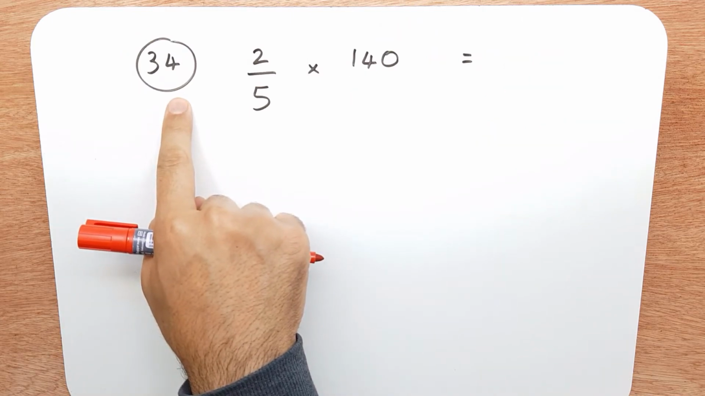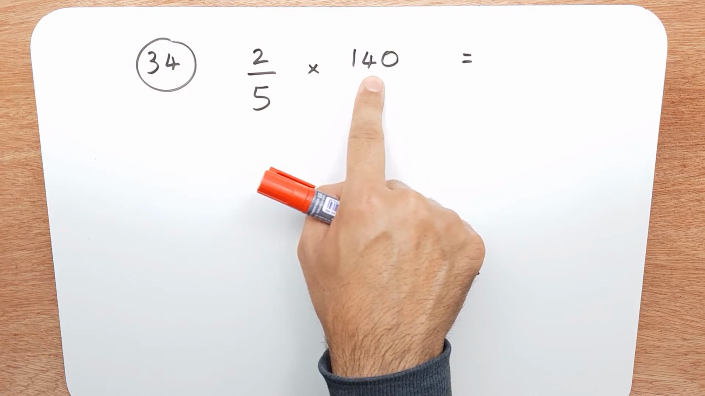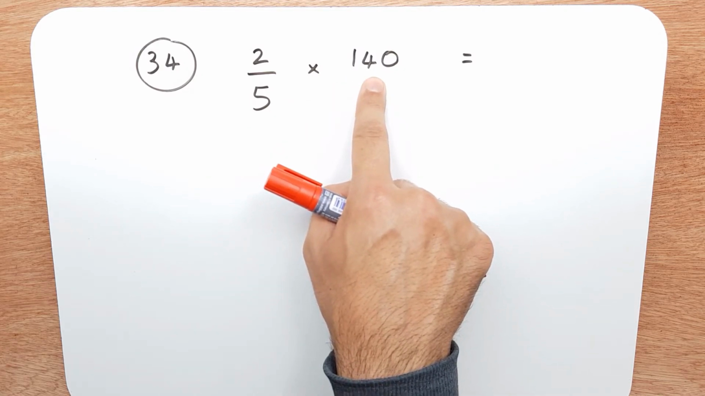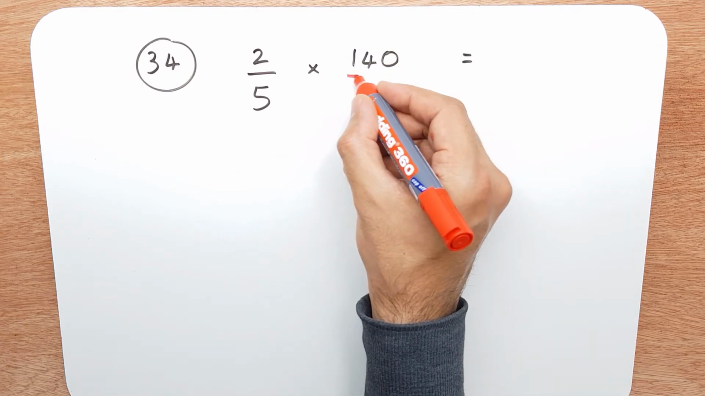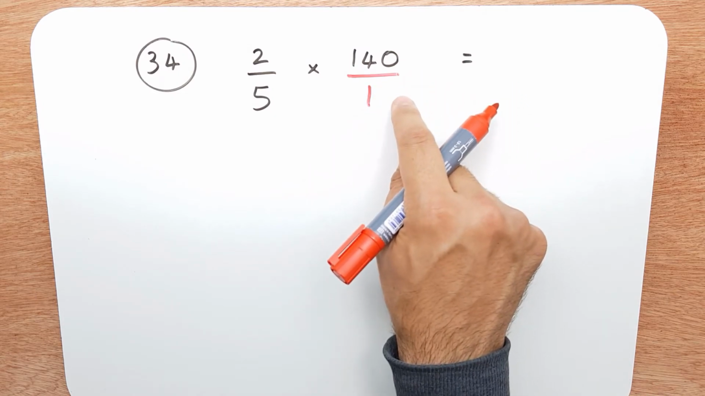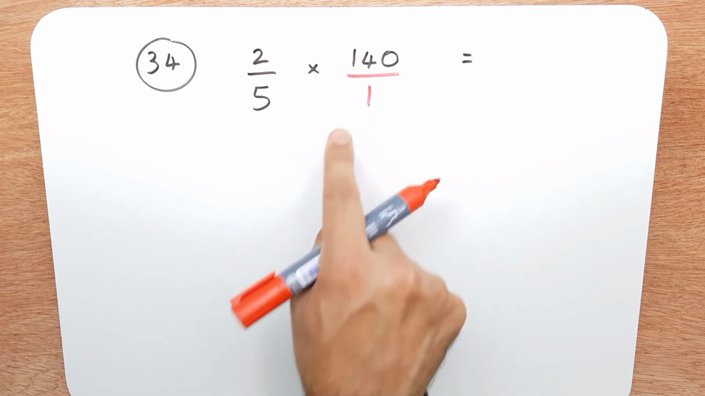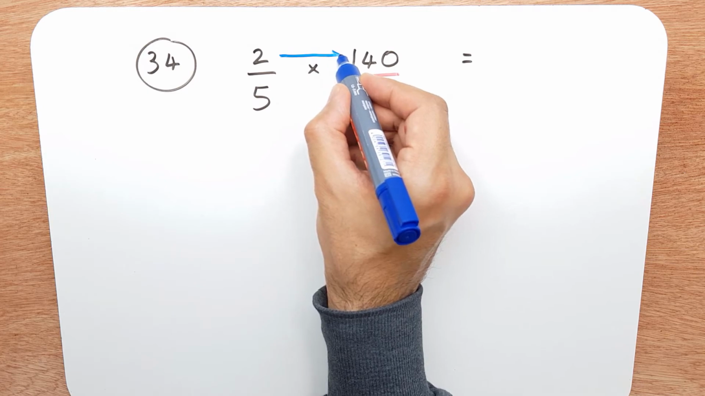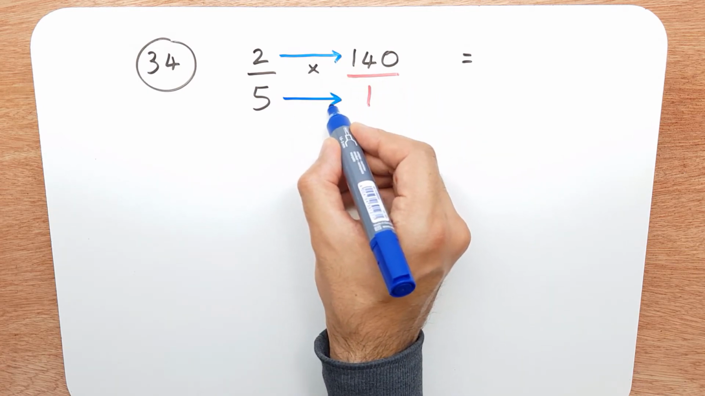Question 34 is 2/5 times 140. So that's a fraction and that's a whole number. Again, what I like to do is turn these whole numbers into fractions, so I divide it by 1 and write it as a fraction. Now what I've got is 2 fractions and it's straightforward: 2 times 140 and 5 times 1.